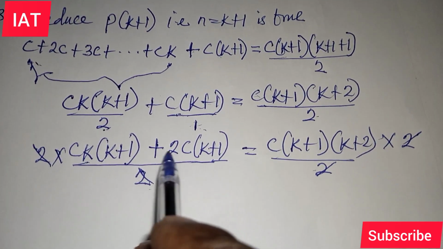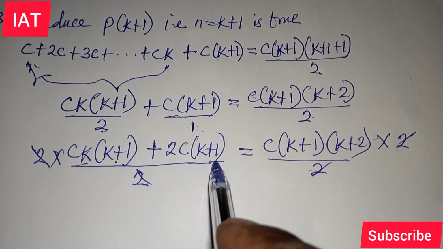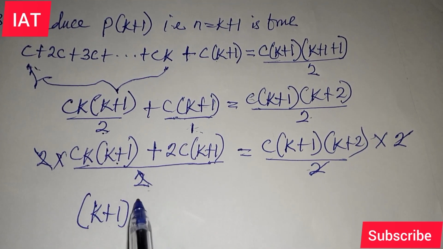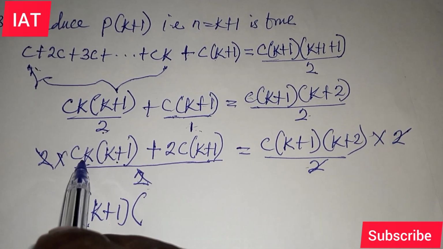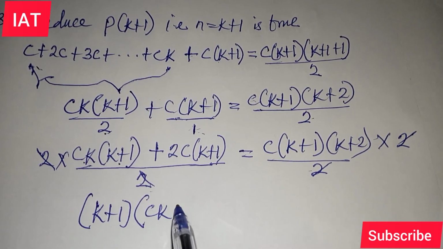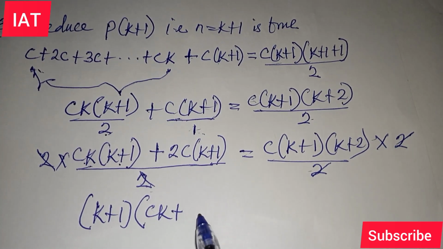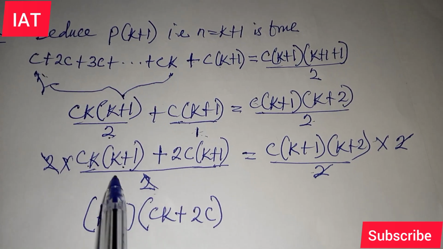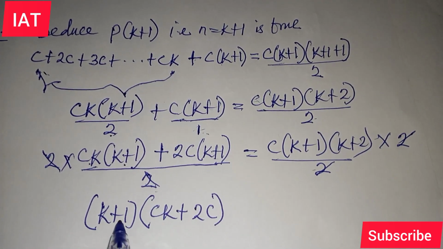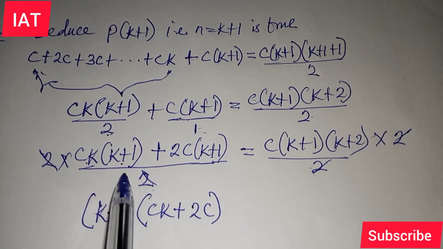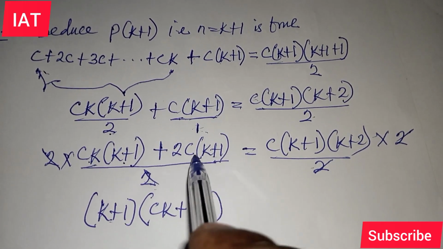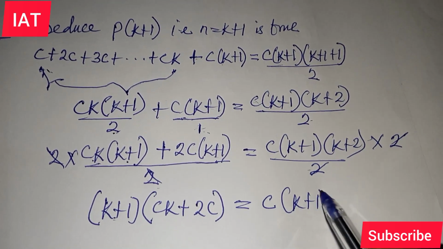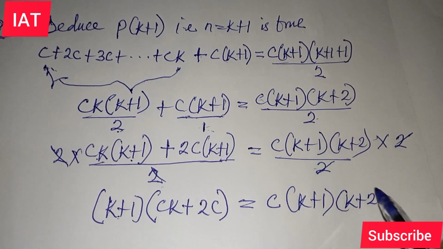So let's further simplify this. You can see that k plus 1, they are common. So I'll just pick one of the k plus 1 because they are common. And then what is remaining? I'm having ck plus 2c. Is that true? Yeah, 2c. Remember, this k plus 1, they are common, so I just factor out this. This times this will give us back this, and this times this will give us back this. And this is equal to what we have at the right hand side, which is k+1 into k+2.